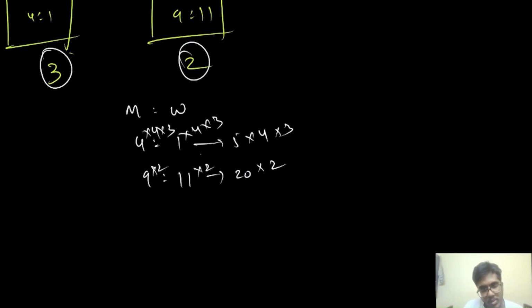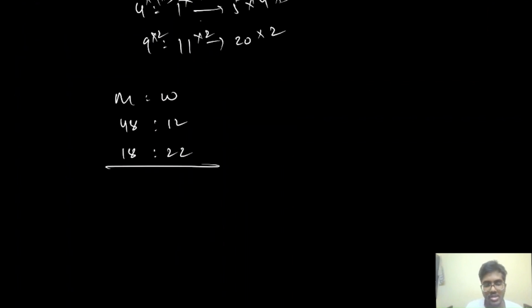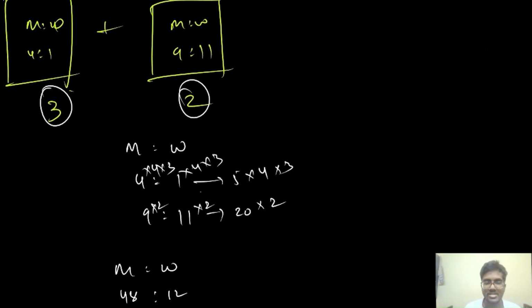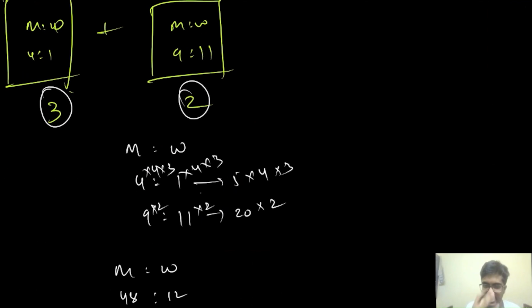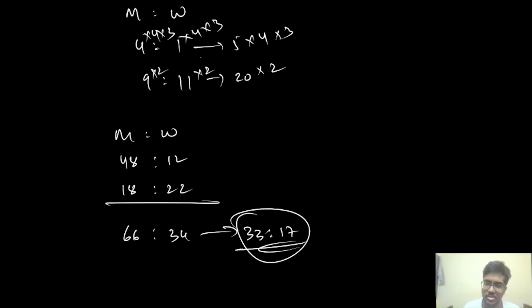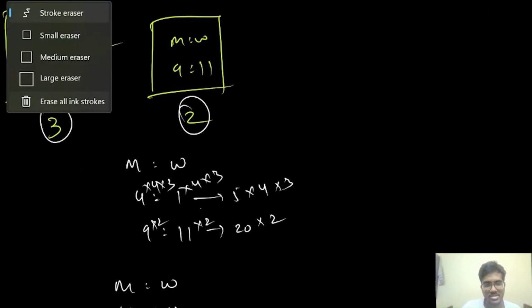What do you get? The first one, milk is to water, you get 48 and water equal to 12, and the second one you get 18 is to 22. Now you add them up. So what you get from here? You get 66 is to 34, and this solves to be equal to 33 is to 17. So this would be the final answer. If you mix 3:2 ratio of the first and second container, you get the final value to be equal to 33 to 17. I hope you people have understood this thing.